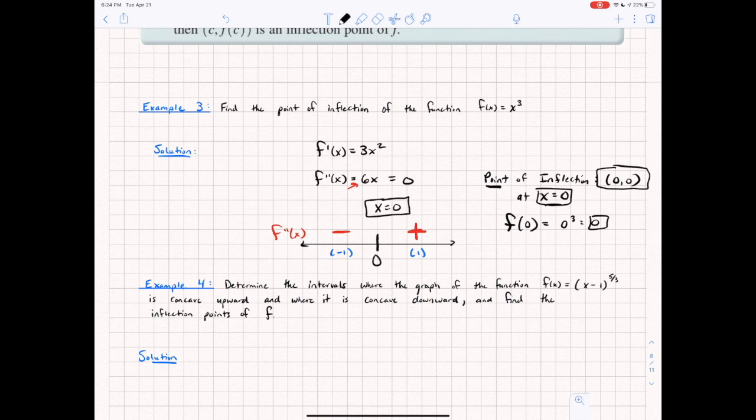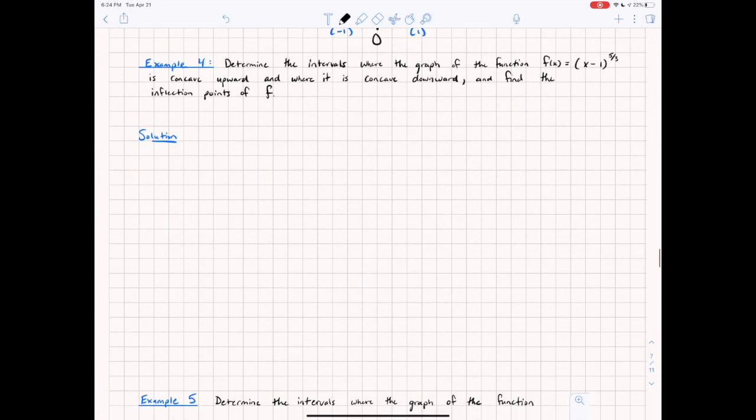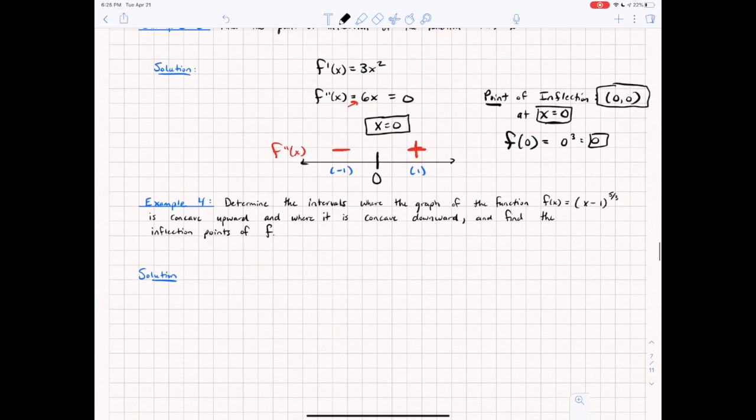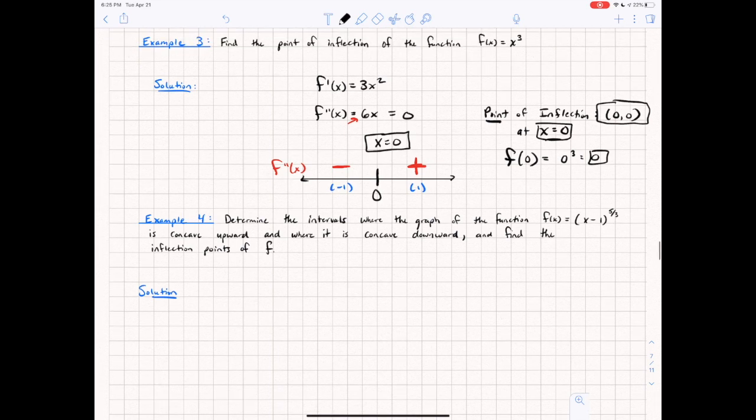All right, so let's look at a function that's a little bit harder. Something that's a little bit different. So example 4, determine the intervals where the graph of the function f of x is equal to x minus 1 in parentheses, all raised to the 5/3, is concave upward and where it is concave downward. So very similar to the first part of the problems that we were looking at. And then find the inflection points. Because one thing that we could have done in example 3 is actually gone through and given the intervals for concavity, but notice it didn't ask that, so we didn't worry about it.